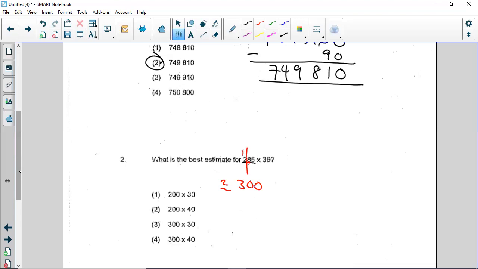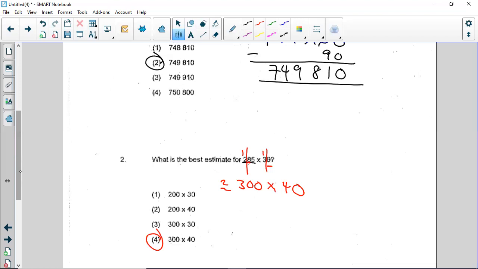So if it's a 3-digit number, you round it to the nearest 100. If it's a 2-digit number, then you have to round to the nearest tens. So you draw a line to show the last digit, nearest tens, and you look at the digit 6. Is it 5 or bigger? Yes, add 1 on the next digit, so you will get 40. So your best estimate will be 300 times 40, which is answer number 4. Estimate means that you round off the numbers, so there's not much working. It's to just get the rough answer.